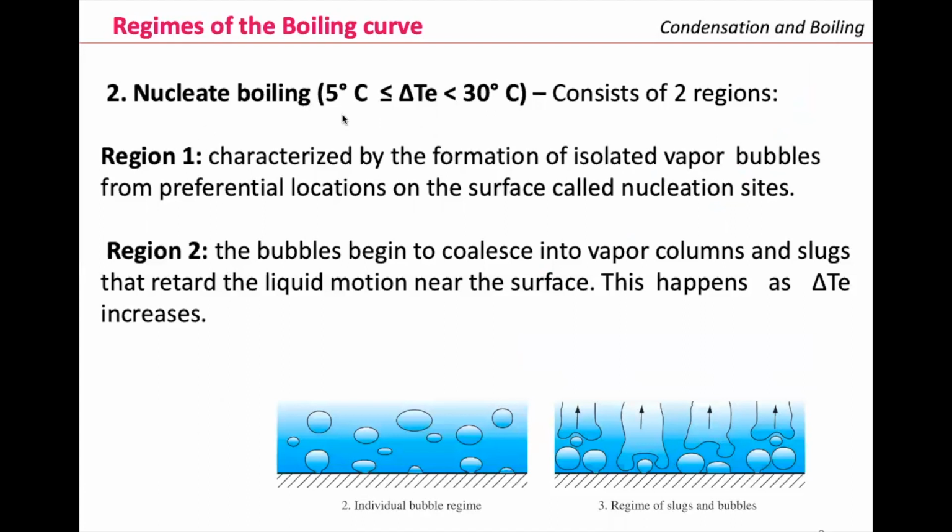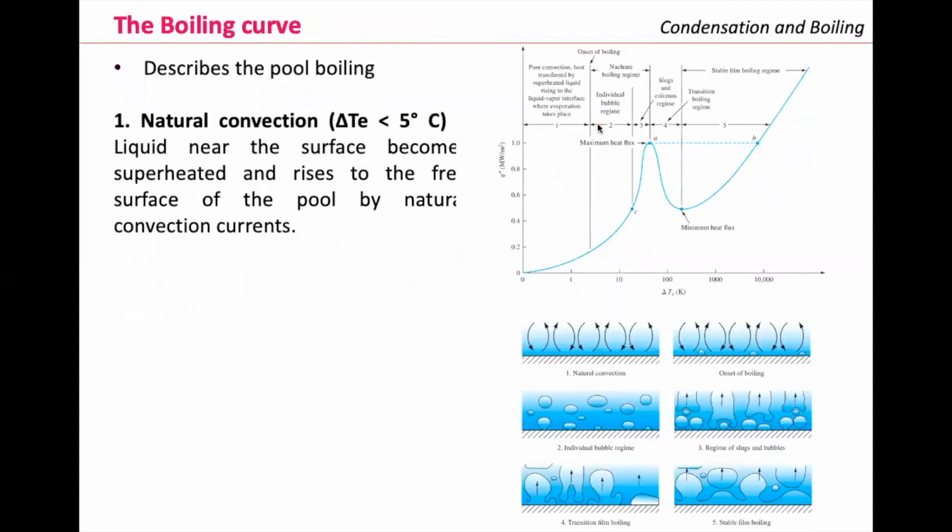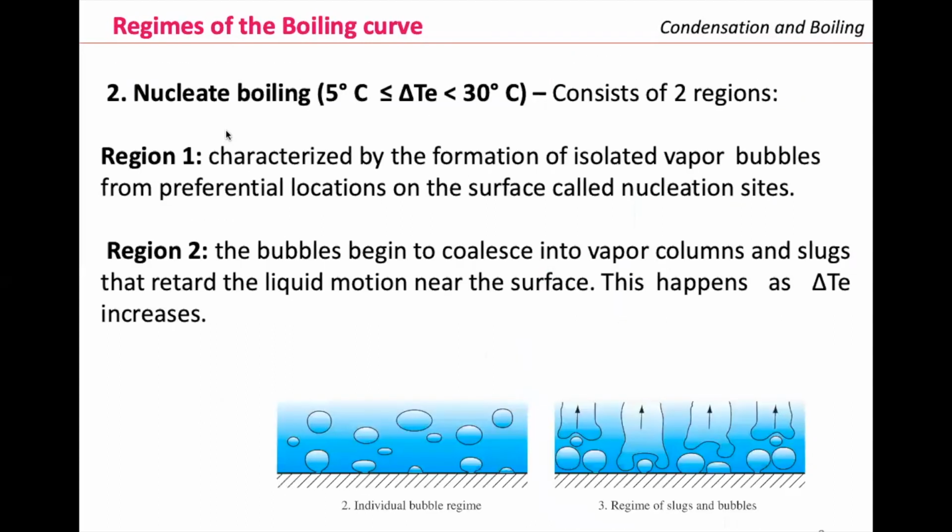The next regime in the boiling curve is regime number 2, right? I'm going to go back here. So we are here in regime number 2. The nucleate boiling happens between an excess temperature of 5 and 30, and it can be divided in 2 regions. Region 1 is characterized by the formation of isolated vapor bubbles from preferential locations on the surface called nucleation sites.